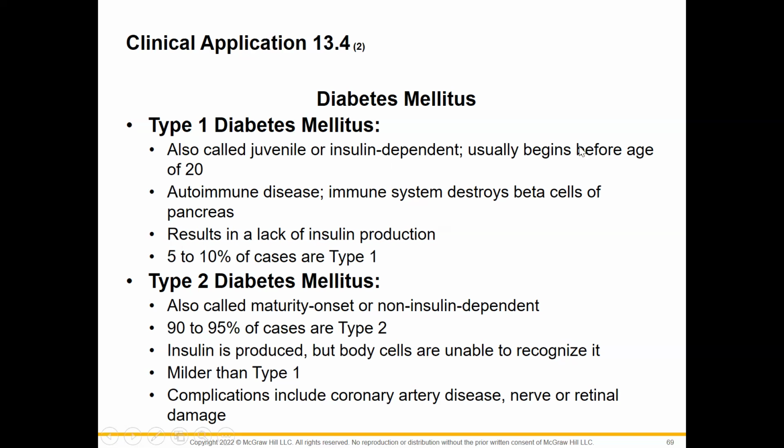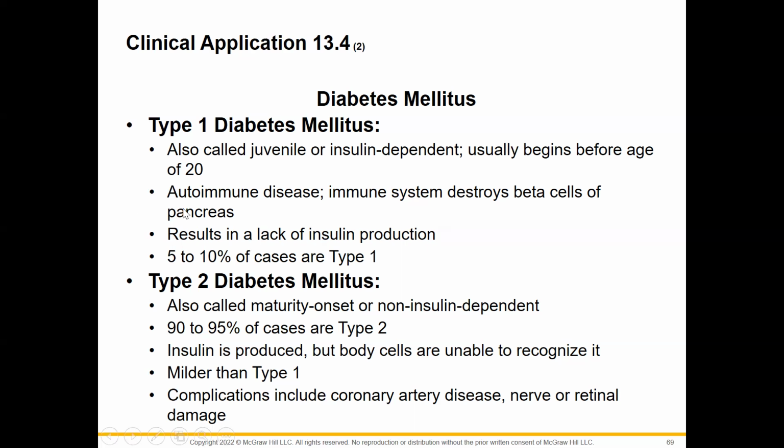It usually begins before age 20. I actually have a little cousin who was 24 or 25 when she was diagnosed with type 1 diabetes. So it still can occur in the 20s. It's just usually occurring before age 20, usually in little kids, but anyone from newborn to their 20s.